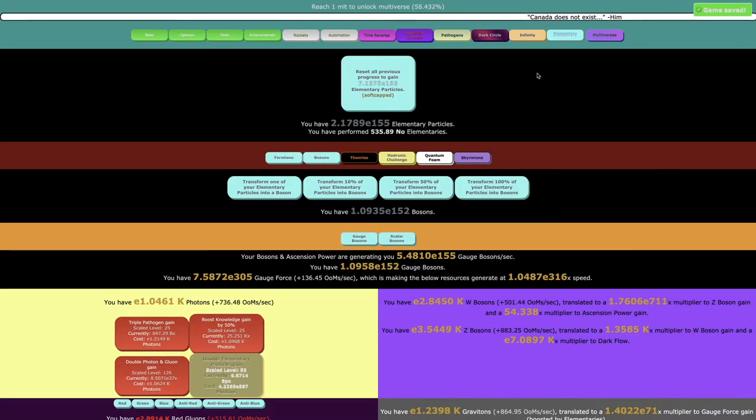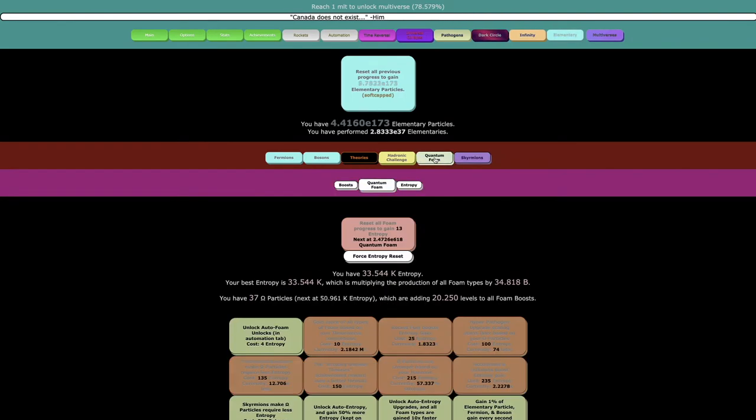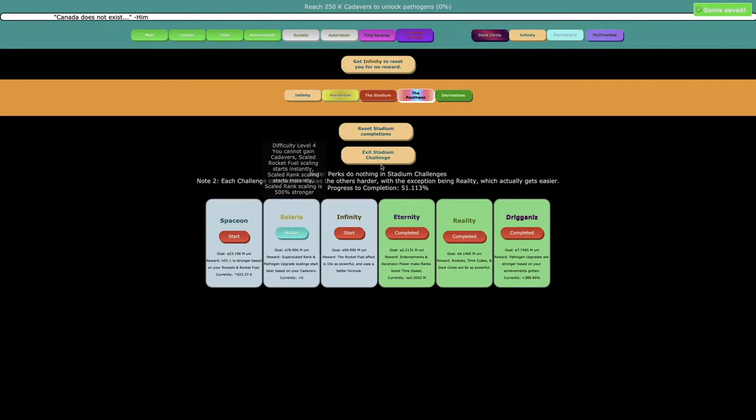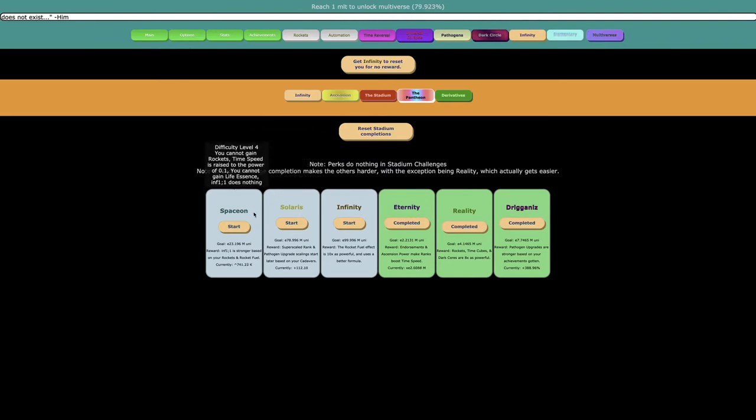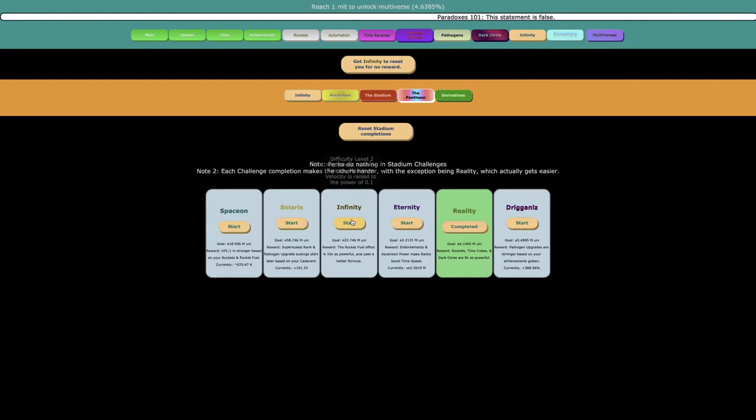I'm now up to Skymrounds. And we're up to 78%. Maybe I can do the other challenges now? It doesn't seem too hard. No. Probably just have to reset stadium challenges. That's because the thing is, Drigands is always like the easiest. It's probably better to end with that rather than start with it. Yeah, we can do Infinity and Eternity.